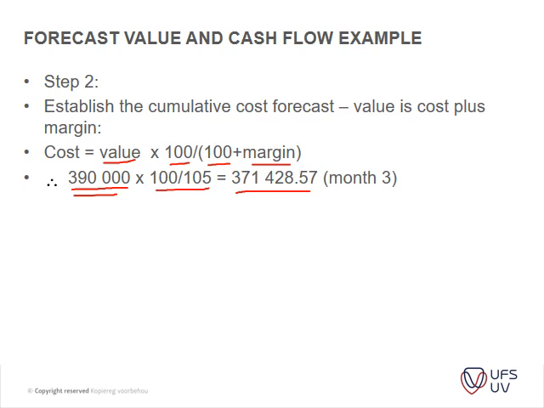Okay, so I hope everyone understands that. So it's your value of work minus basically your 5% from that, which is the same as basically 100 over 105.